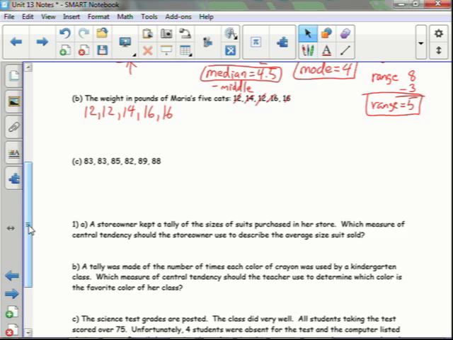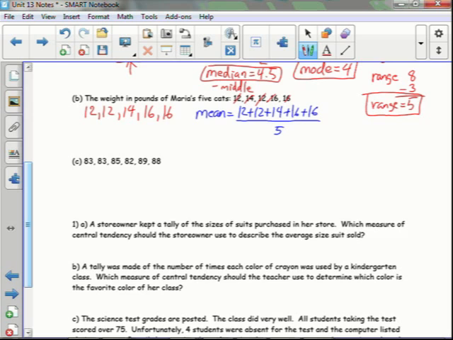I'm going to use a different color. Okay, so the mean. For our mean, we're going to add those together: 12 plus 12 plus 14 plus 16 plus 16. And how many of them are there? 1, 2, 3, 4, 5. We're going to divide that by 5.